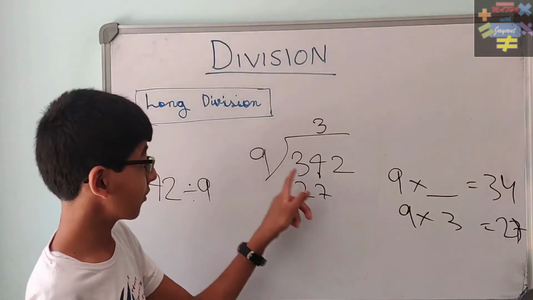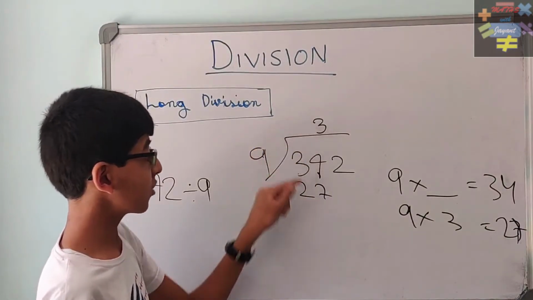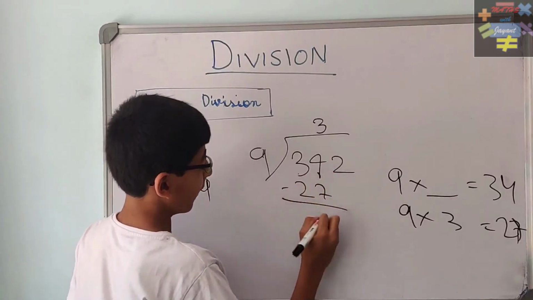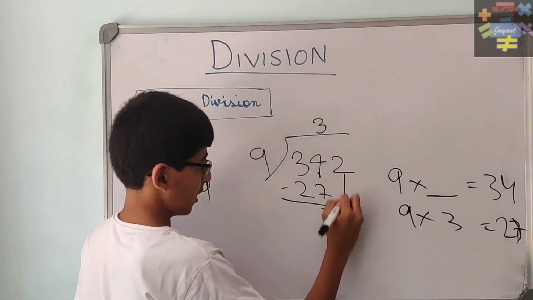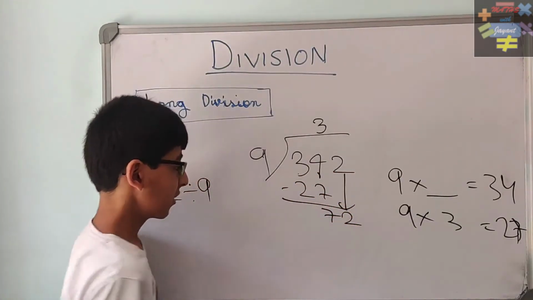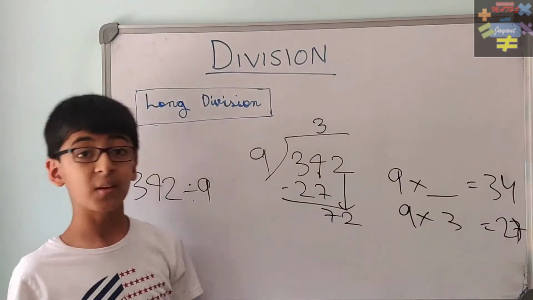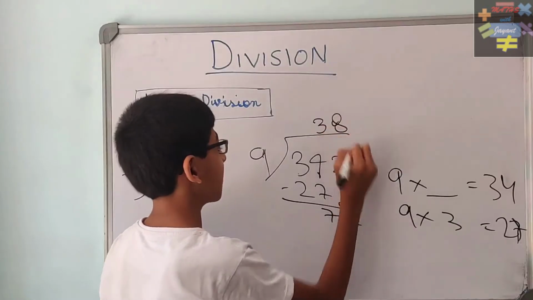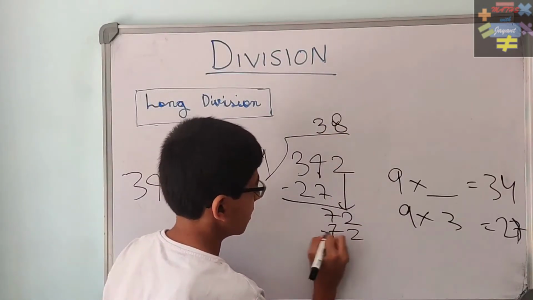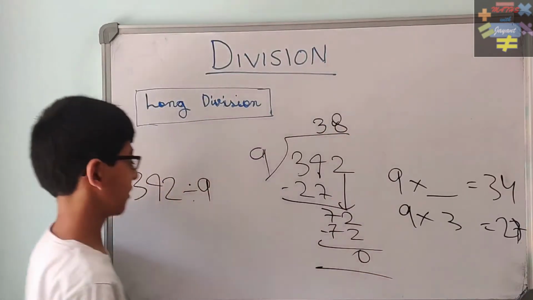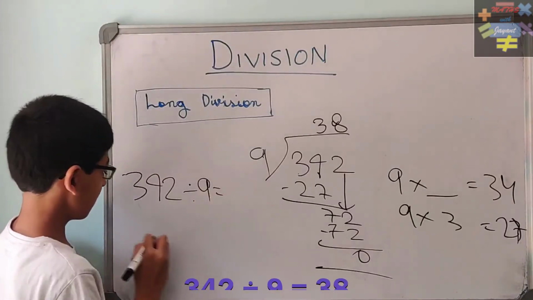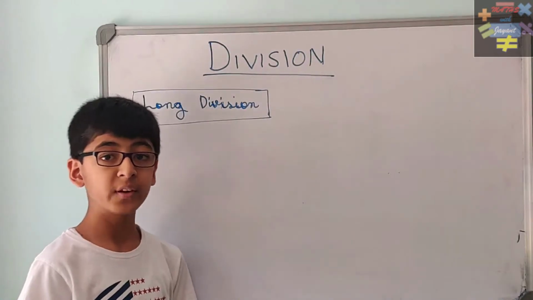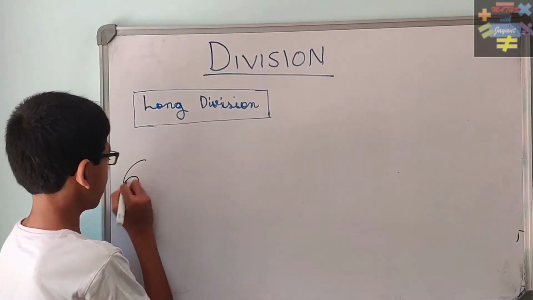So 9 threes are 27. Now note over here, we don't subtract 34. 9 threes are 27, so we have to subtract 27. 34 minus 27 gives us 7. Pull the next number down. 72. 9 somethings give us 72? Yes. 9 eighths are 72. So like this, we subtract and get a 0. And the answer is 38. Now, let us solve the next question.